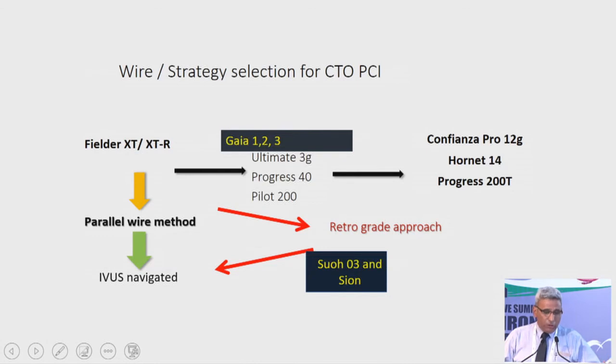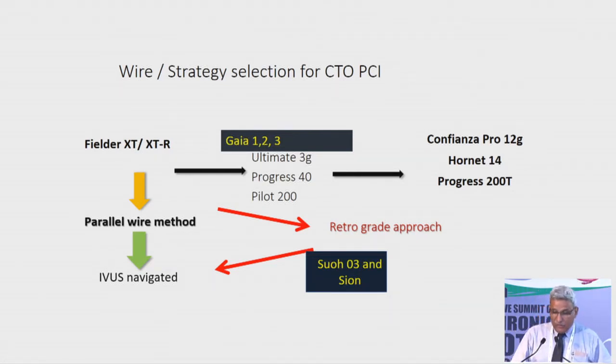And then, if at all, we need to incorporate other methods, like a parallel wire method or an IVUS guided approach, and the SUOH 03 and so on are actually very good for epicardial or for crossing collaterals. So all this can be incorporated in our wire escalation matrix.